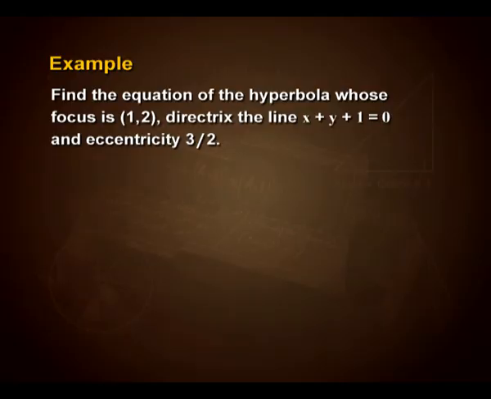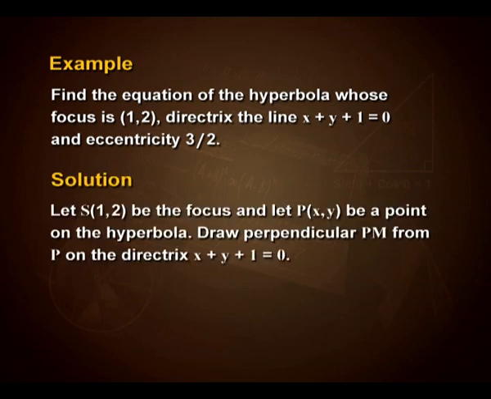Find the equation of the hyperbola whose focus is (1, 2), directrix the line x plus y plus 1 is equal to 0, and eccentricity 3 upon 2. Let S (1, 2) be the focus and let P (x, y) be a point on the hyperbola. Draw perpendicular PM from P on the directrix x plus y plus 1 is equal to 0, then SP is equal to e into PM by definition.